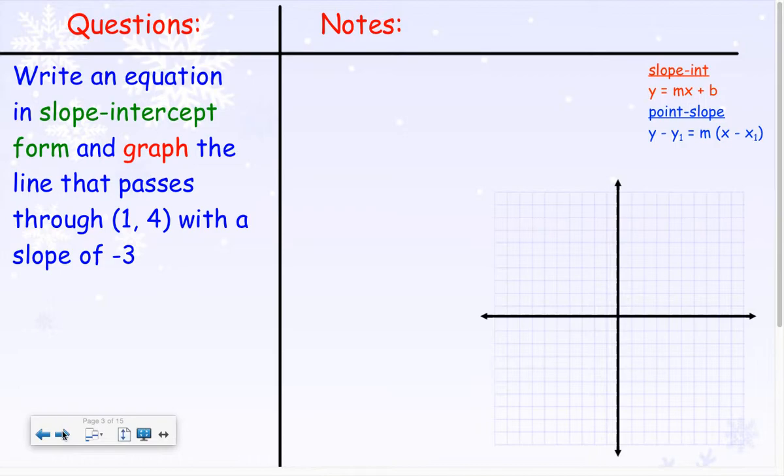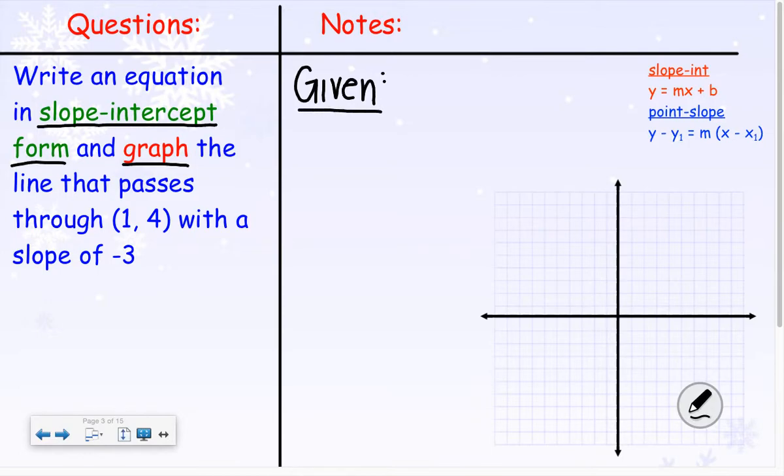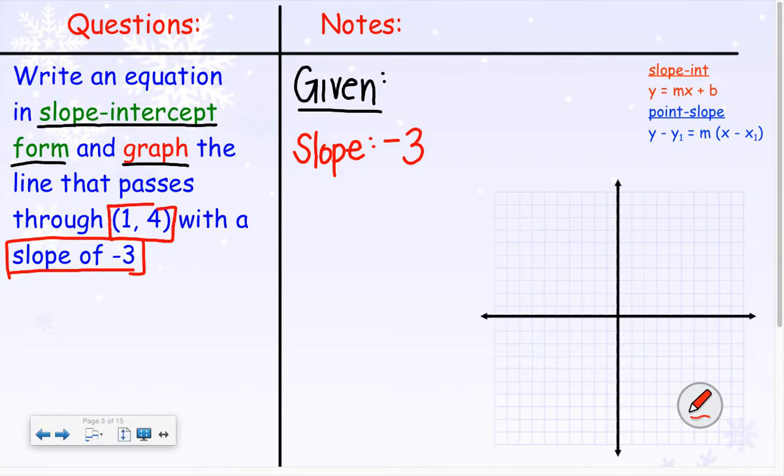Write an equation in slope-intercept form and graph the line that passes through (1, 4) with a slope of negative 3. So I need to write an equation in slope-intercept form, and then graph it. Let's look at what we are given. I am given a slope of negative 3, and a coordinate point, (1, 4).